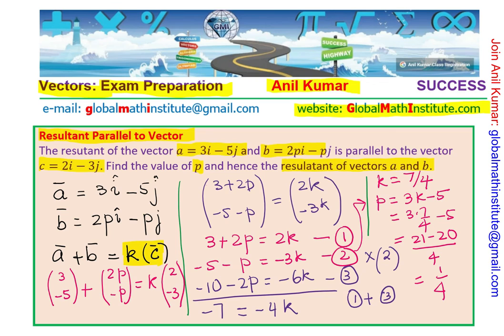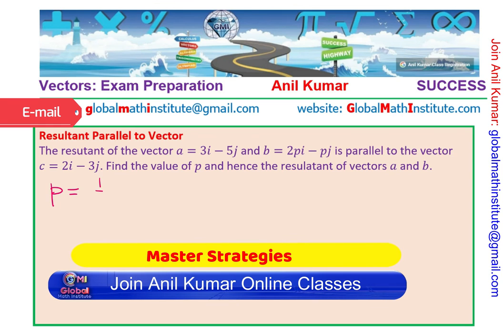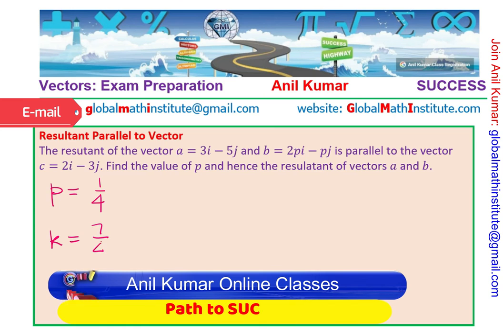And now we have done one part, which is p, and hence the value of A plus B. A plus B means we only want to find the resultant. So p is 1 by 4 and k is 7 by 4, both positive. Let's move on to the next page. We just found that p is 1 by 4 and k is 7 by 4.